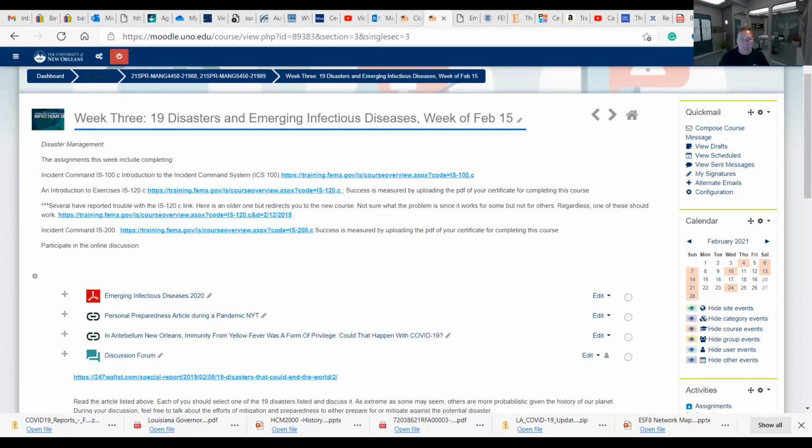Incident command is important. Incident command is one of the key concepts of how we manage command and control function at the site of an event. The introduction to exercises helps you understand how we plan for exercise activity, from something as simple as a tabletop exercise or scenario-based exercise to either a full-scale or a functional exercise.